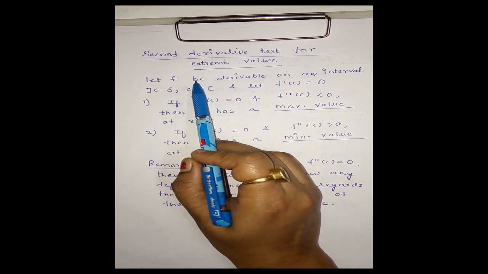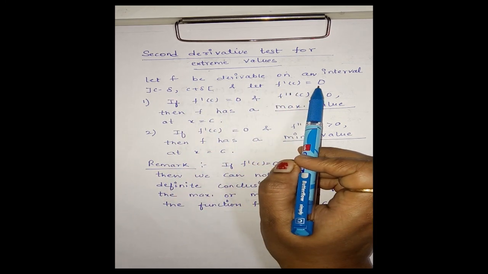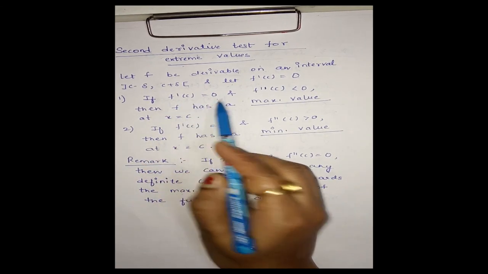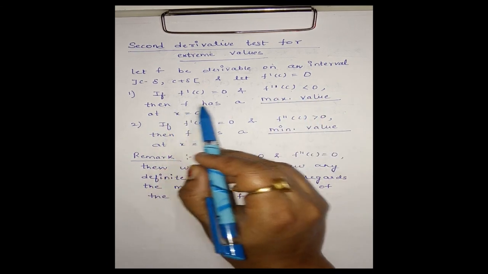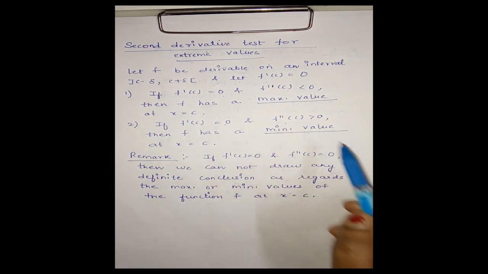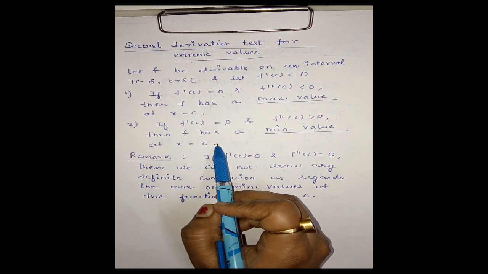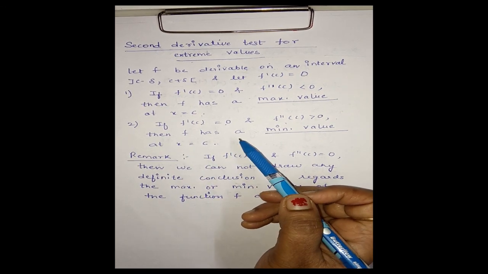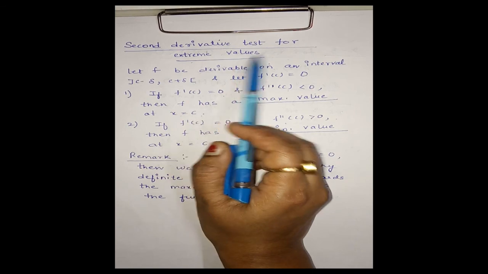The statement is, let f be derivable on an interval c minus delta, c plus delta, and let f dash c be equal to 0. If f dash c is equal to 0 and f double dash c, the second derivative at c, is less than 0, then f has a maximum at x is equal to c. And if f dash c is 0 and the second derivative at c is greater than 0, then f has a minimum value at x is equal to c. This is also a sufficient condition test for extreme values. Okay, this is the second derivative test for extreme values.